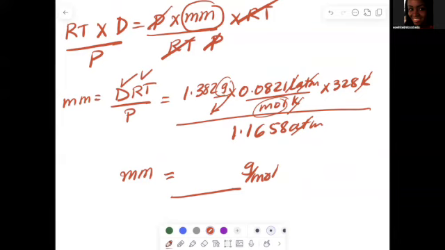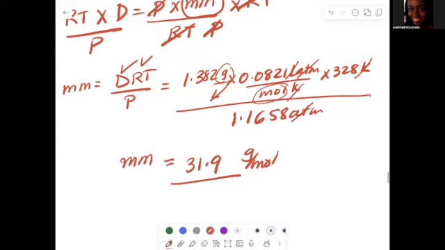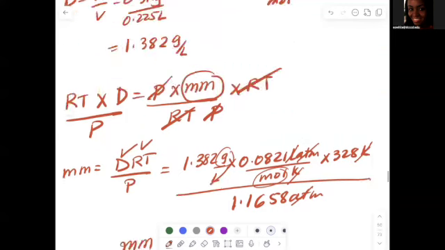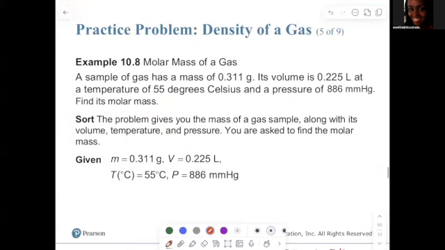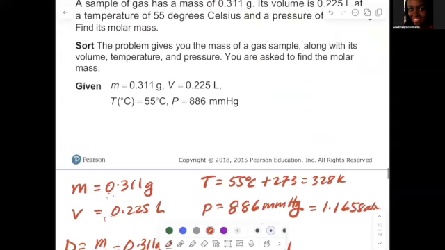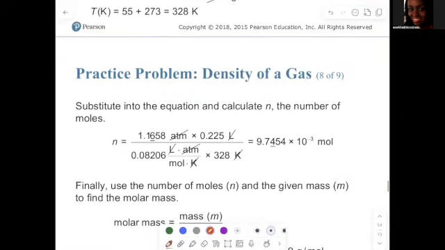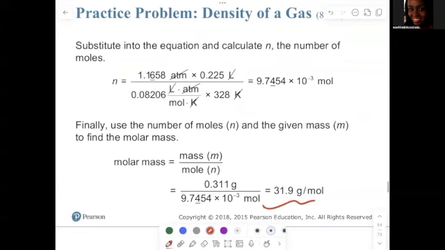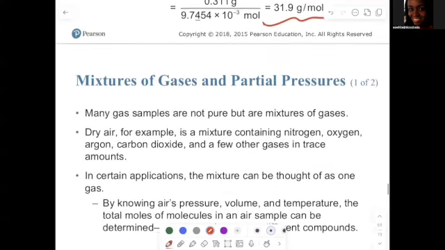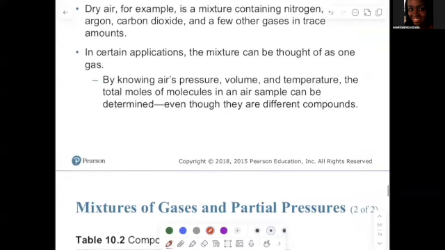0.821 times 328 divided by 1.1658. Okay, we get 31.9 grams per mole. And this was for a sample of a gas. So let's go ahead. The gas might be oxygen because oxygen is 32. Let's see what they get. Look at that. Doesn't that feel good? I hope it feels good that you got it right. They had a different approach, but I hope it feels good.